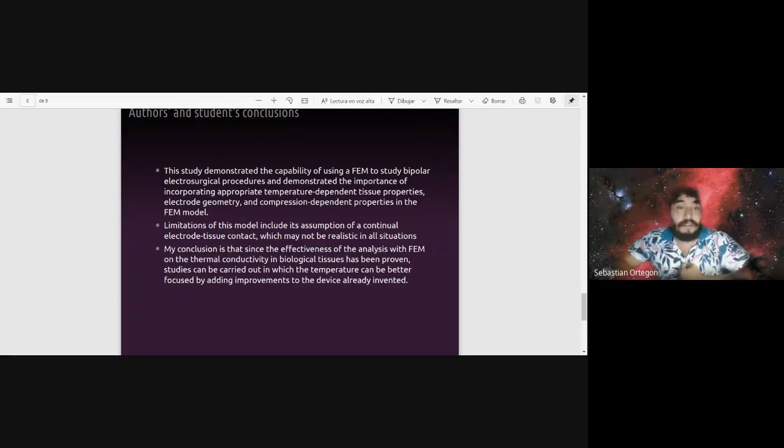And my conclusion is that from the effectiveness and the analysis with FEM of the thermal conduction in biological tissue, studies can be conducted where temperature may be better focused, adding improvements to the already invented devices.